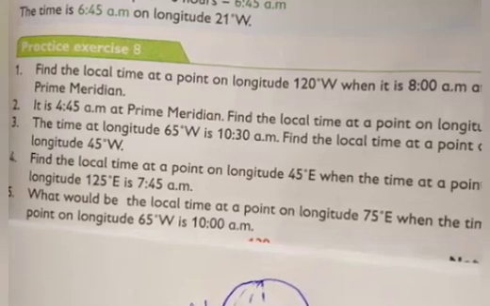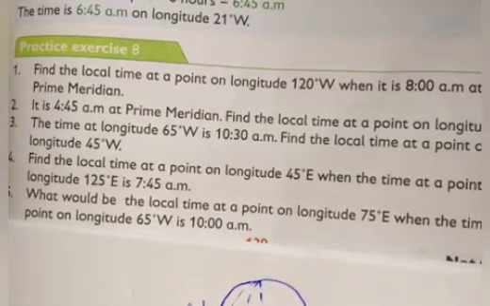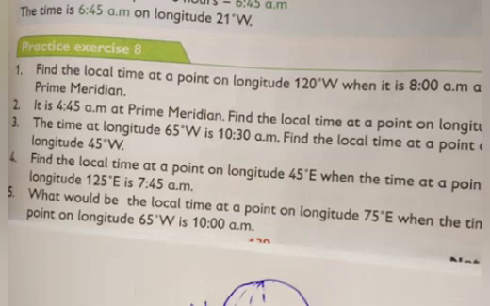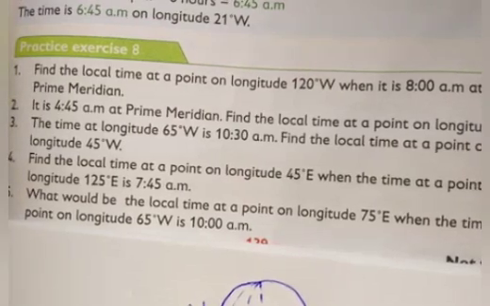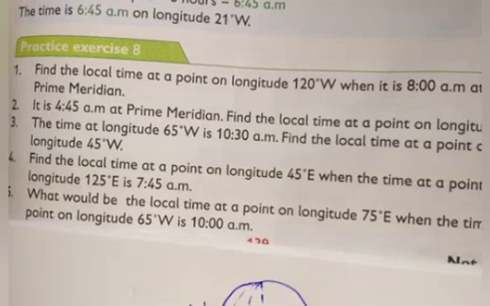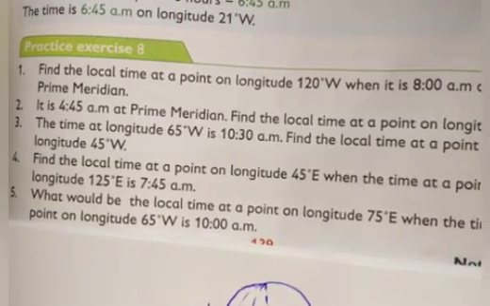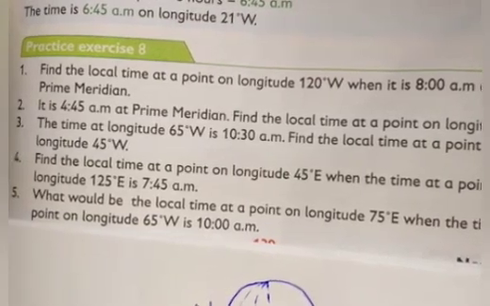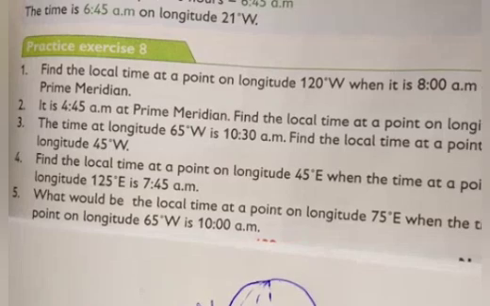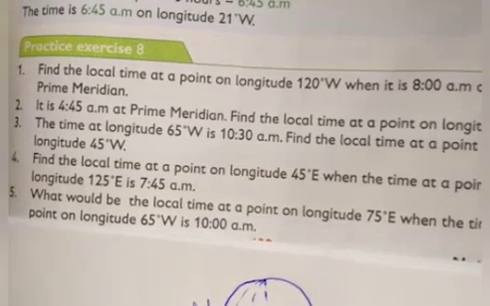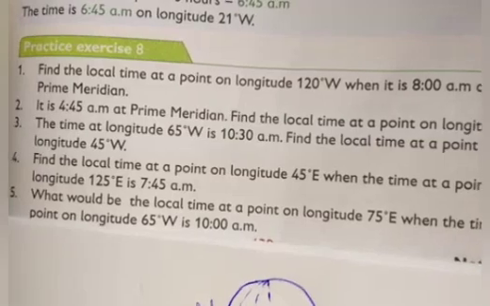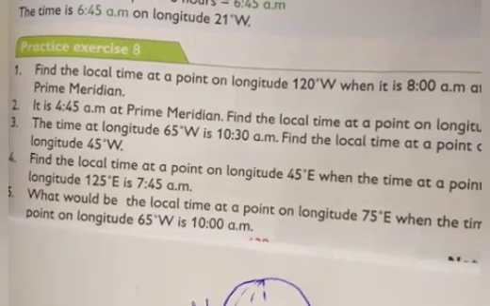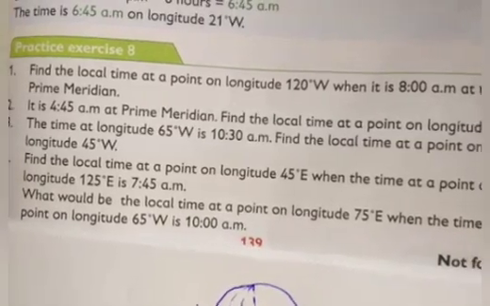What would be the local time at a point on longitude 75 degrees east when the time at a point on longitude 65 degrees west is 10 a.m.? As I said, the trick is to just draw a sketch of the globe, and it will help you to analyze your question. So let us draw the globe.